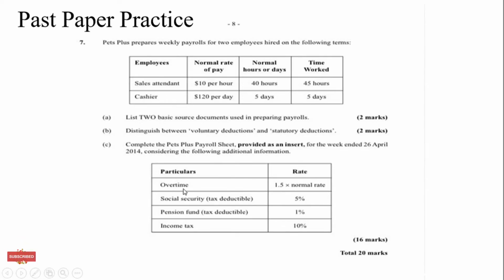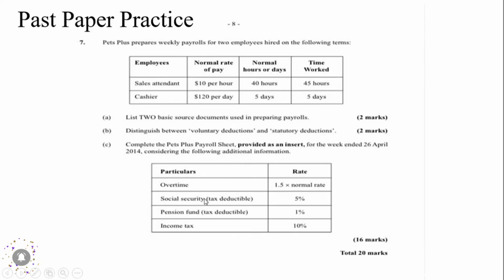They give us overtime here, right? So the overtime rate is time and a half multiplied by the normal rate, and they're helping you out here when they put multiply by the normal rate. They did not even have to tell you that, right? Because I showed you how to do the calculation for overtime.